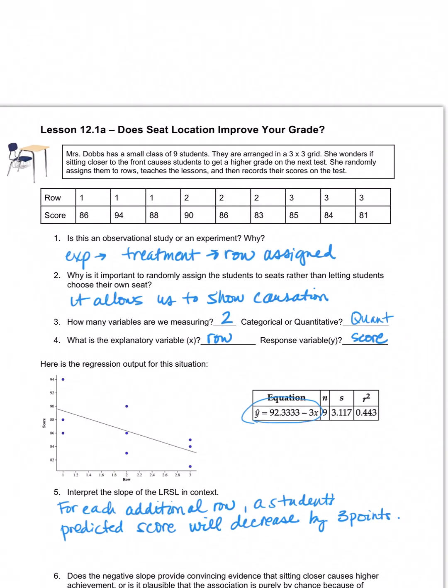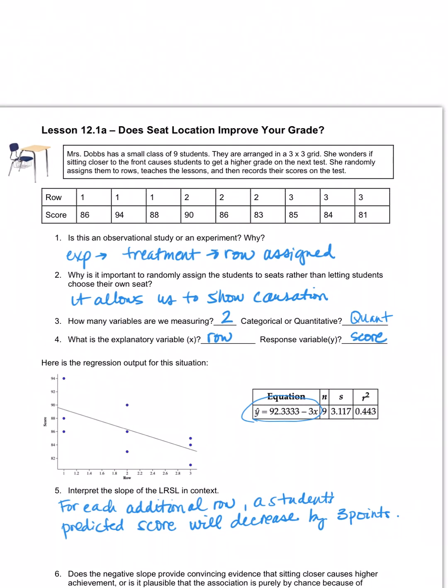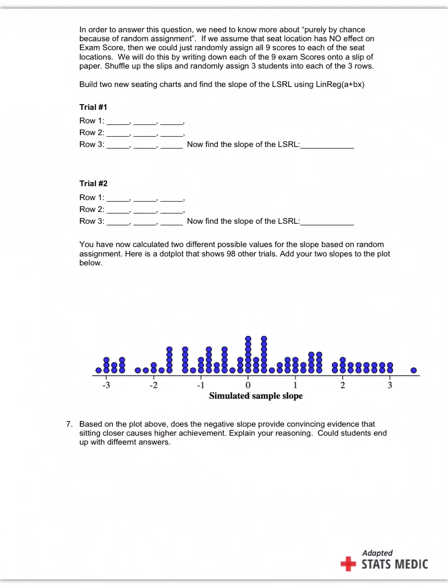Whoever's helping me, you want to help me, Ryan, on the second one? Yeah. Lovely. Okay, so in your stat edit, in your table, go to L1. And so we have 9 students. So you're going to do just like this table says. L1 is going to be 1, 1, 1, 2, 2, 2, 3, 3, 3.